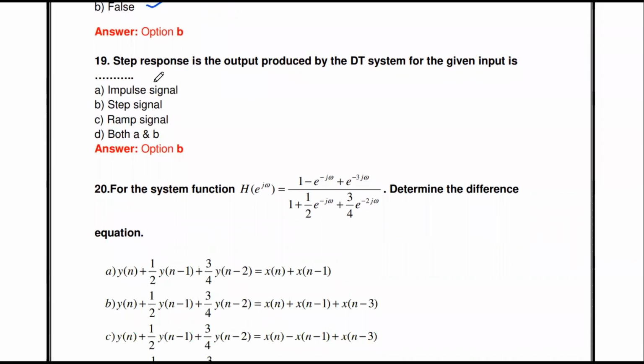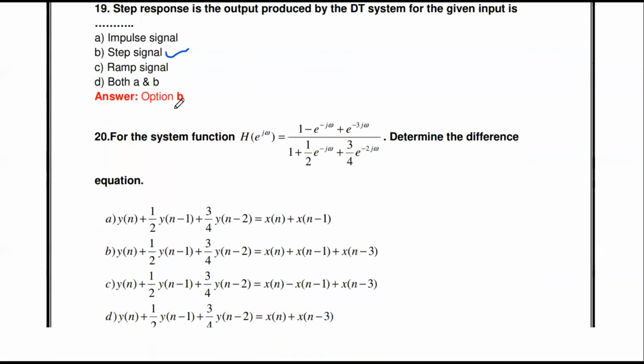And the next question: the step response is the output produced by the discrete system for the given input, dash. What is meant by step response? For a system, if you give the input as a unit step signal, the output we get is called the step response. So the step response is the output produced by the DT system for the given input as a step signal.